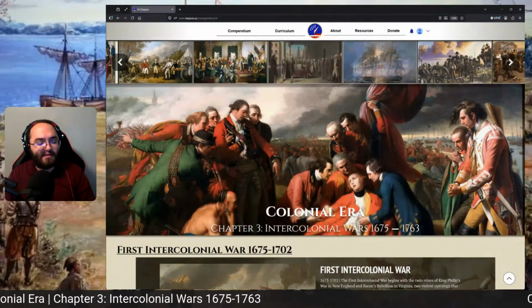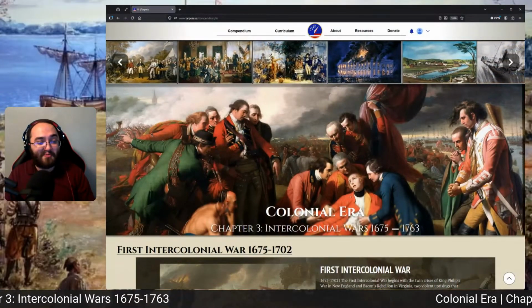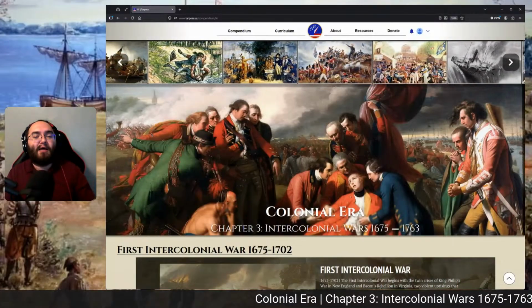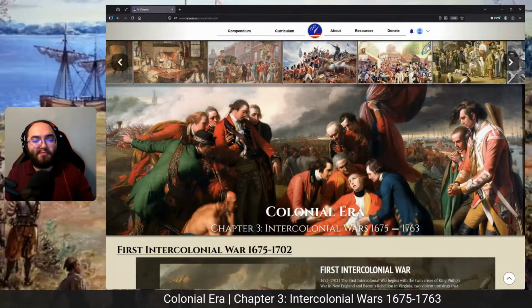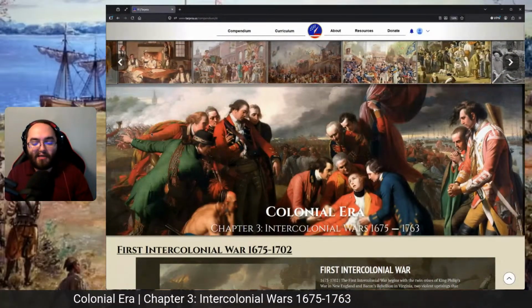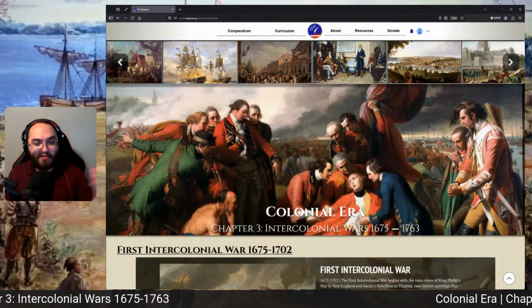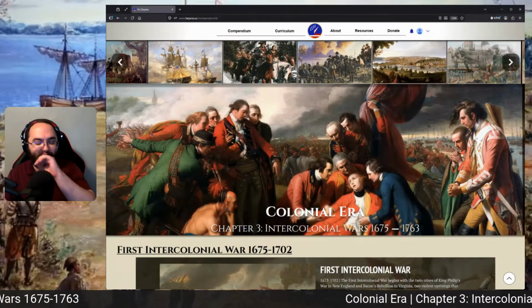And so tomorrow we're going to start chapter 4, which is the start of the Revolutionary Era, and covering the lead up to the American Revolution, because there's so many aspects to it that people leave out, historians and academics and educators.